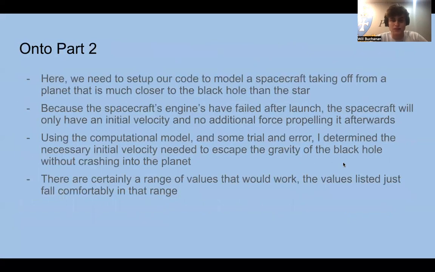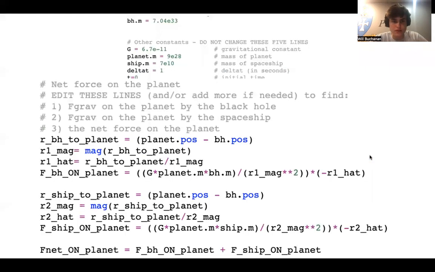And on to part 2, where we look at our spaceship trying to escape the black hole. And for the initial velocities, there are a range of values that work, and the ones that are listed just happen to fall into that range. So here's the code used. Here's our parameters set up here.